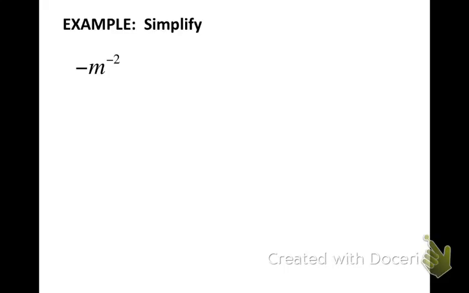Negative 1 over m squared. Why is it negative 1? You're right, Kevin. What's the coefficient in front of the m right now? Negative 1. That's kind of like having a negative 1 times m to the negative 2. Well, what's the power on the negative 1? 1. So that's not going to go anywhere. And negative 1 to the 1 power stays a negative 1. So negative 1 over m squared. I would just leave that negative out in front.